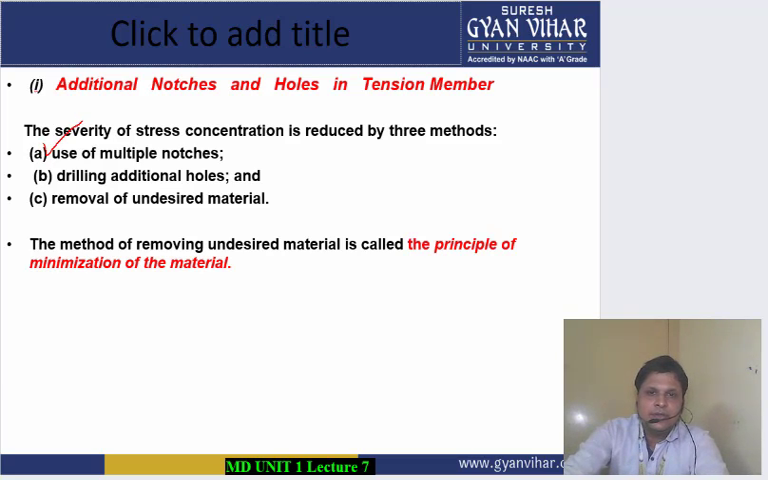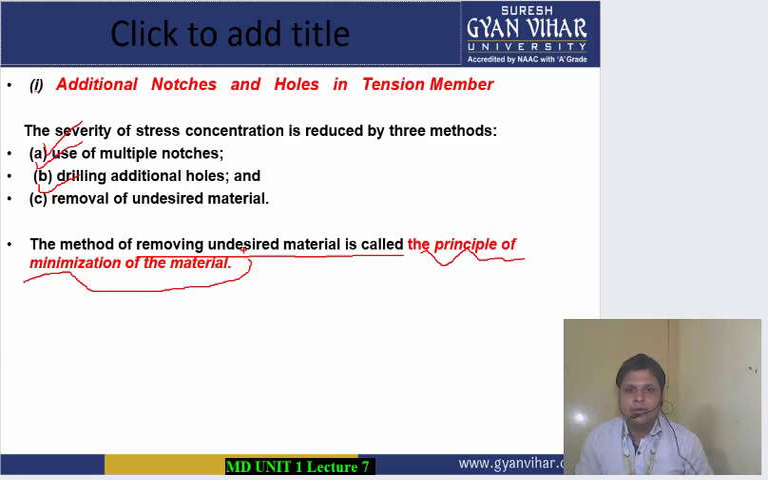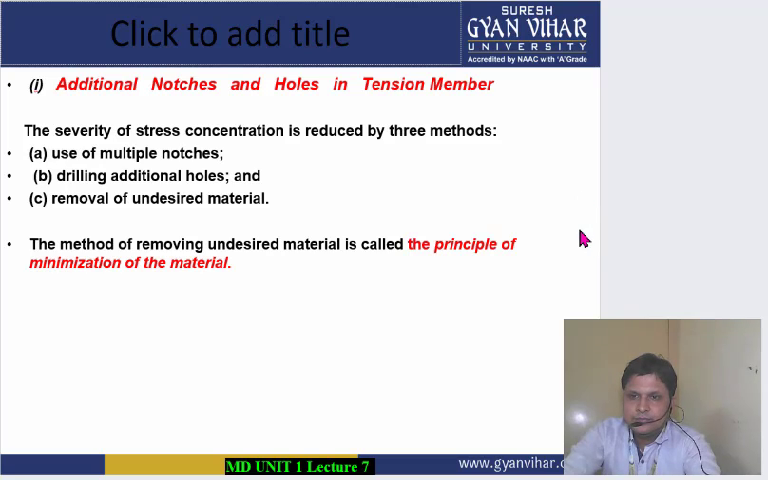First, use of multiple notches. Second, drilling additional holes. Third is the removal of the undesired material. This method of removing the undesirable material is known as the principle of minimization of material. Now, how it happens? I am showing you.